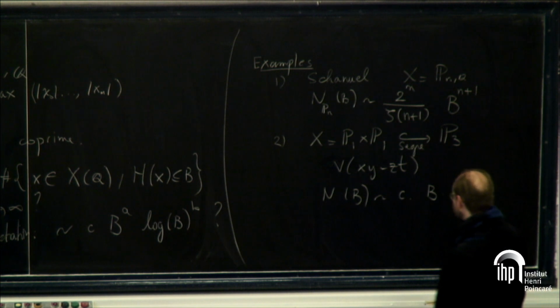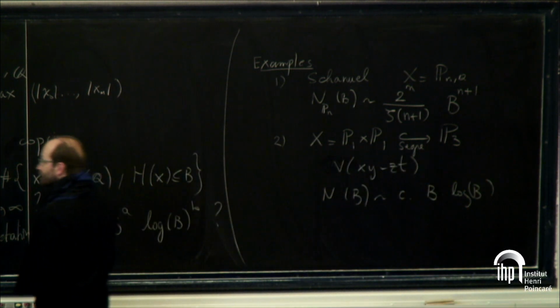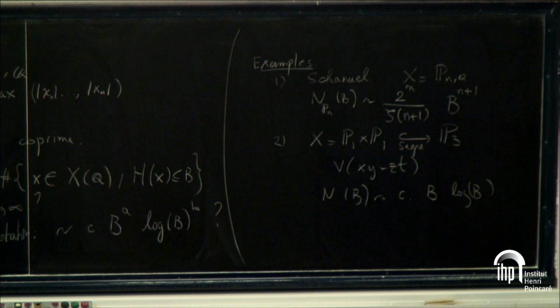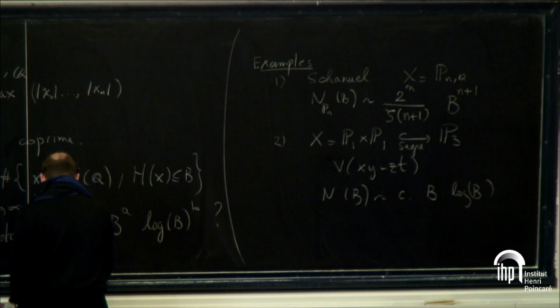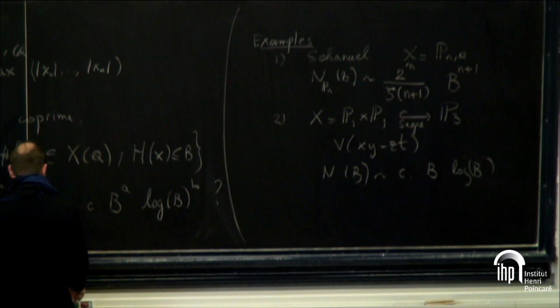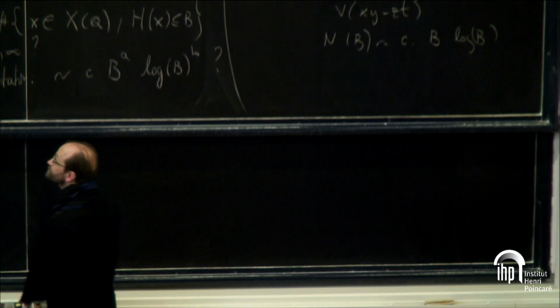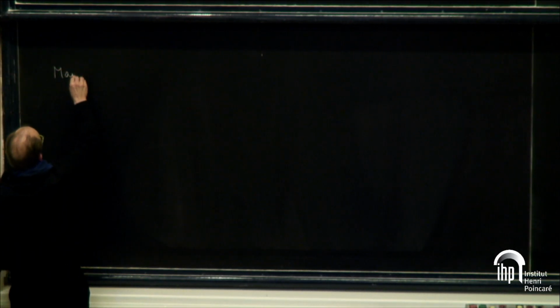This question had been put forward by Manin and his collaborators, Batyrev, Franke, Tschinkel, around 1989. The main case to be studied is the case where X is a Fano variety.